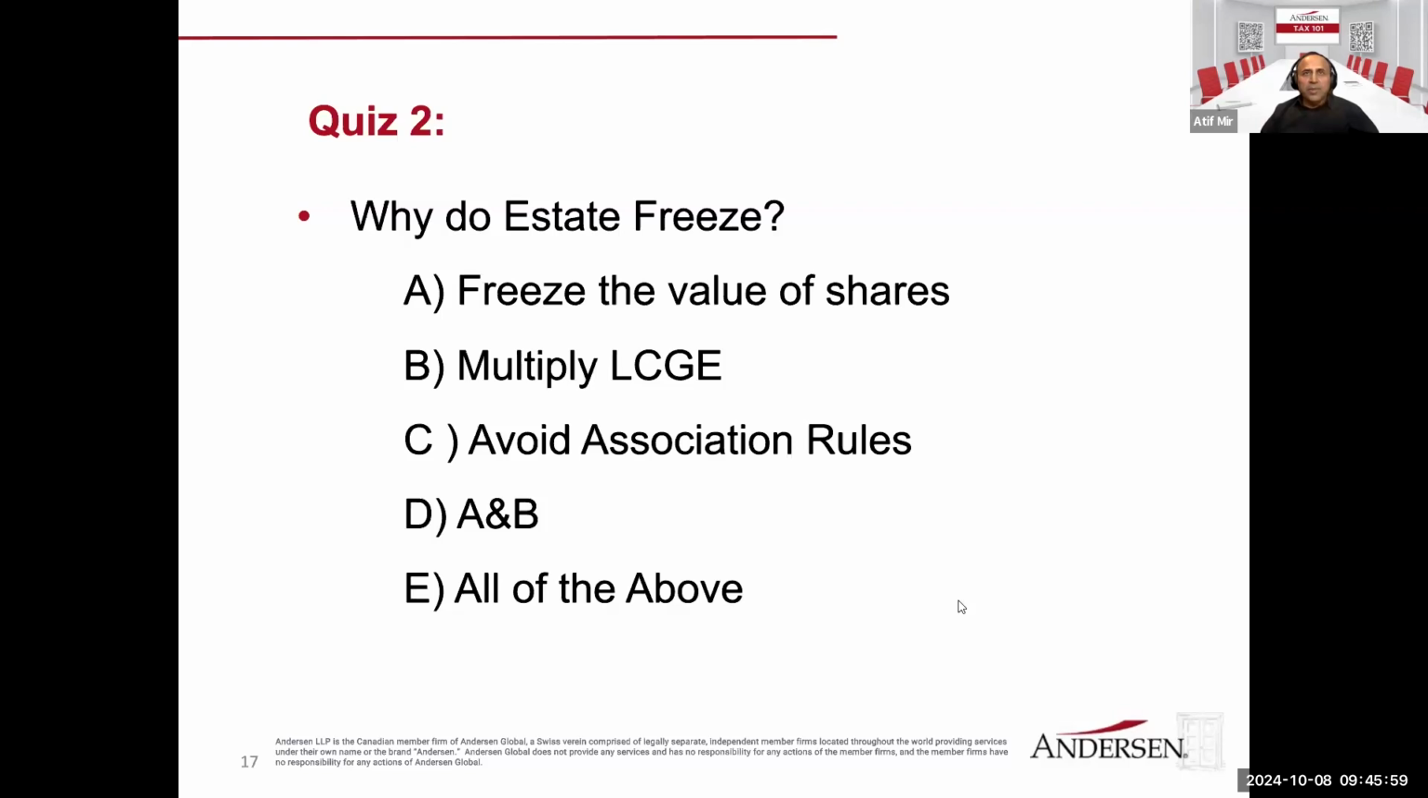Okay, so freeze the value of shares is one of the reasons. Multiplied capital gain exemption is another reason. Association rules are not impacted by an estate freeze, so the right answer would be A and B.